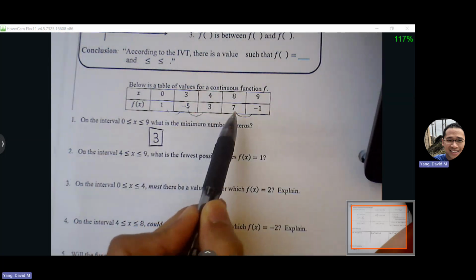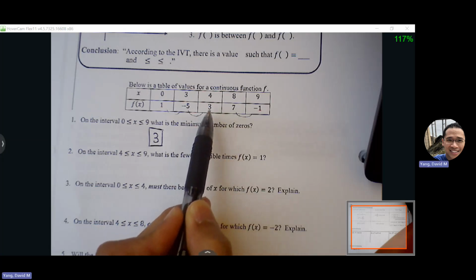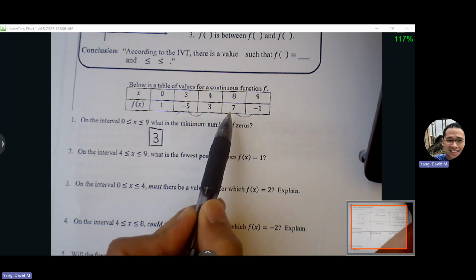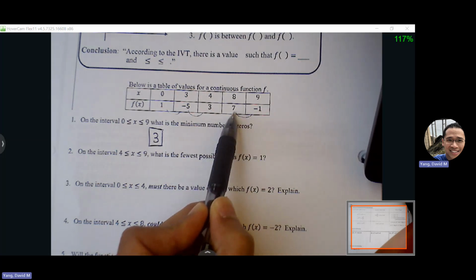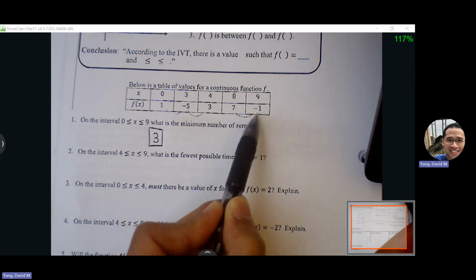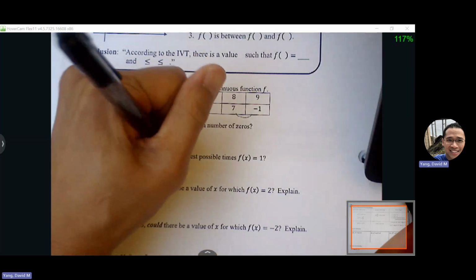Yeah, from 3 to 7, we can't guarantee that it's going to hit y value of 1, because it's possible for us to draw the graph from 3 to 7 without ever touching a y value of 1. But from 7 to -1, we've got to cross y equals 1 at least one time. So yeah, exactly that.